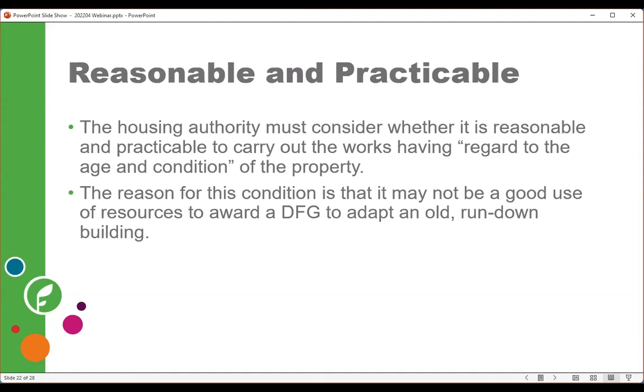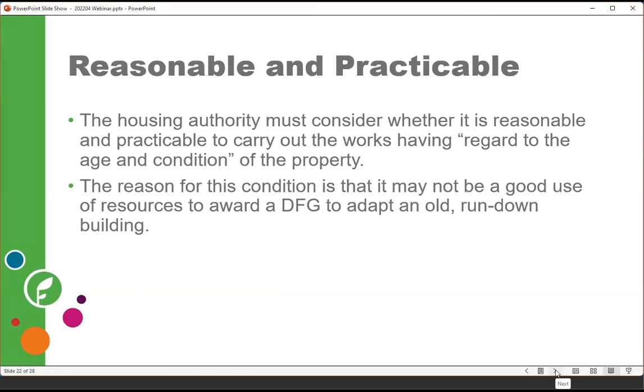The other kind of 10% of it is probably reasonable and practicable. And this has been considerably reduced, particularly through a case from Islington a couple of years ago. So the housing authority would consider whether it's reasonable and practicable to carry out the works having regard to the age and condition of the property. And the reason is that it's probably not good use of resources to award a DFG to a house that's falling down. But that's pretty much the only aspect of reasonable and practicable that still remains. There used to be reference to fitness standards and things, but that was removed or repealed some time ago.